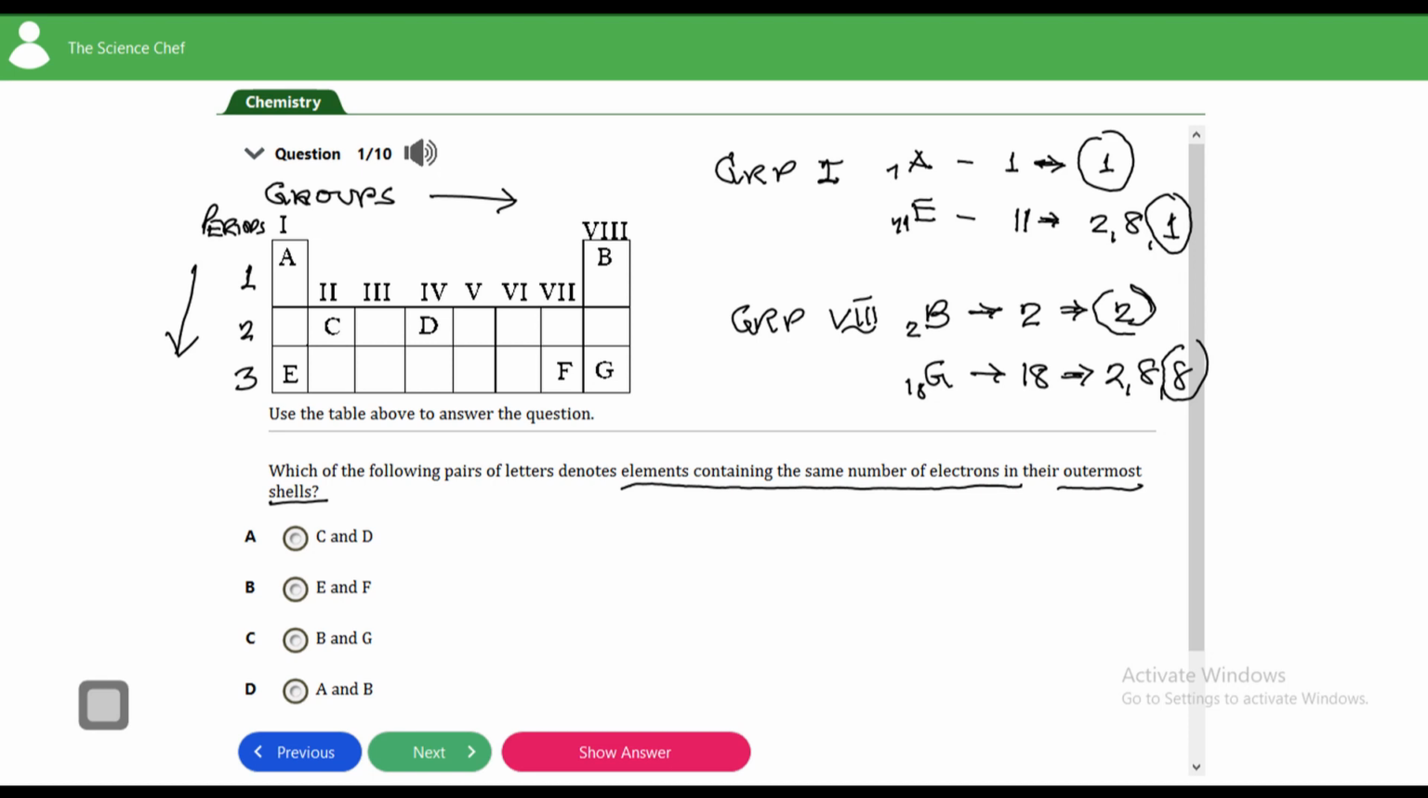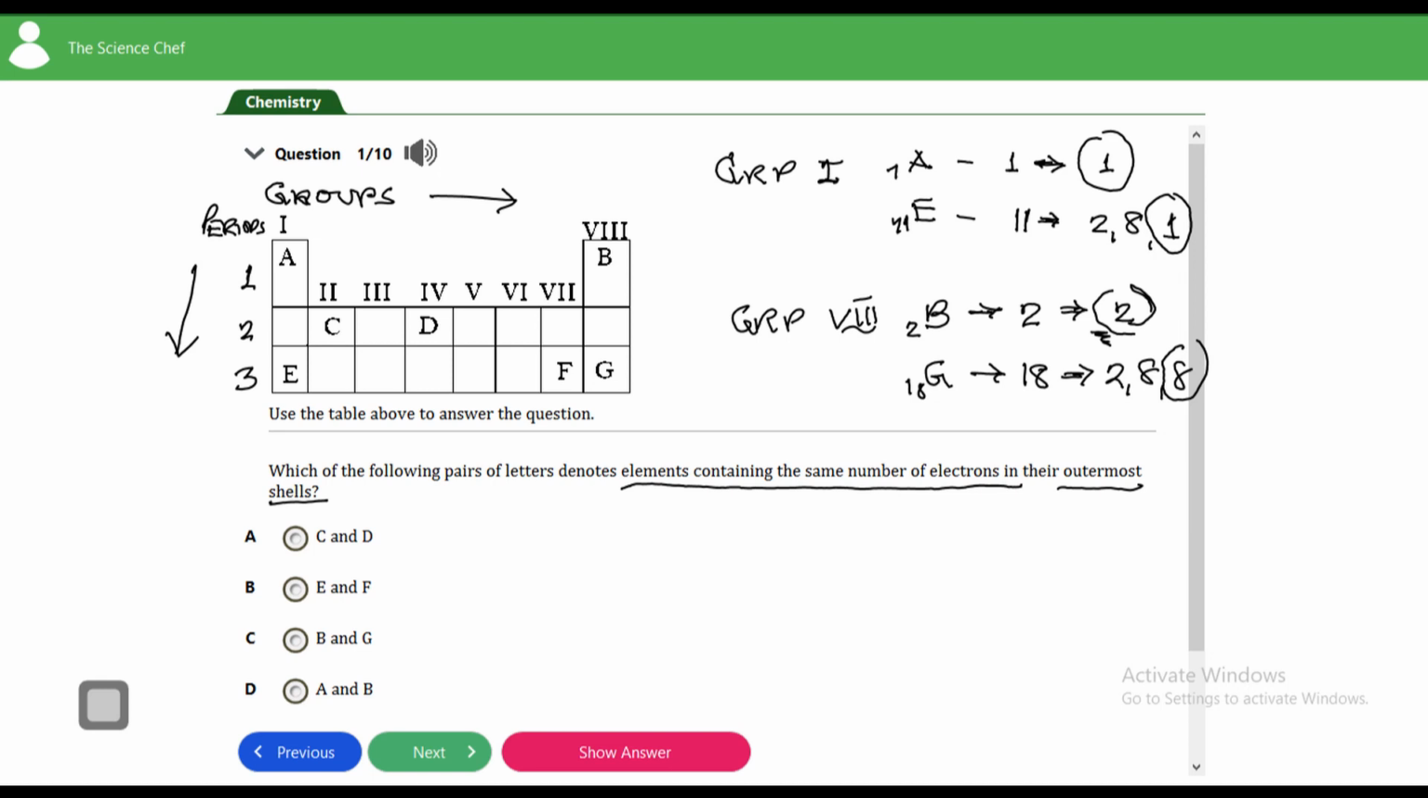So B and G do not have the same number of electrons in the outermost shell, even though they are in the same group. Yes, normally elements in the same group are meant to have the same number of electrons in the outermost shell. But in this case, B is an exception. You know that B is helium. The electronic configuration of helium is an exception among the noble gases. So the answer to this question should be A and E.